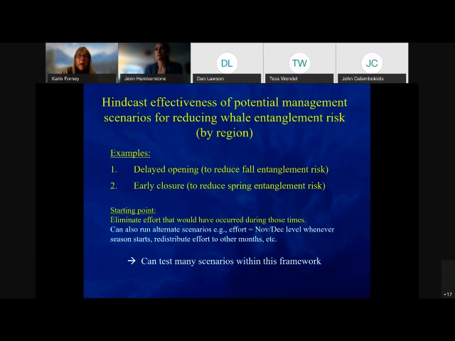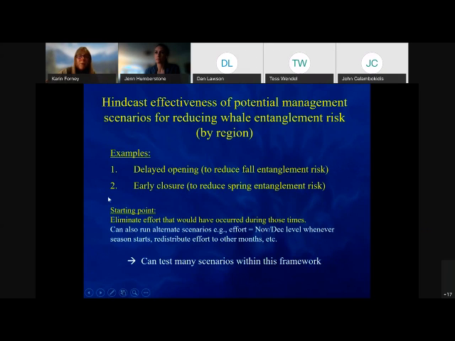So what does this do for us to look at this? This is hindcasting what happened in the past. Well, what we can also do is hindcast what would have happened to that risk if we had implemented a variety of management measures. And in the overall analysis, we looked at a whole suite of management measures. And today I just want to go through two very simple examples that have been discussed during our sessions. One is a delayed opening in the fall, which would act to reduce the fall entanglement risk for whales. And the other is an early closure, which would act to reduce spring entanglement risks.